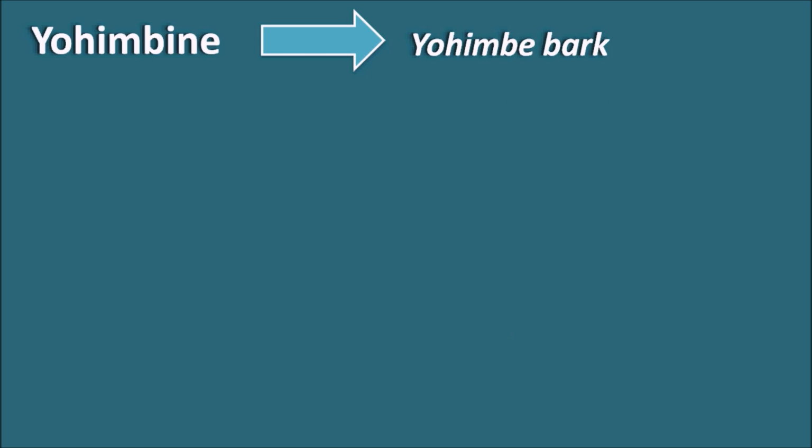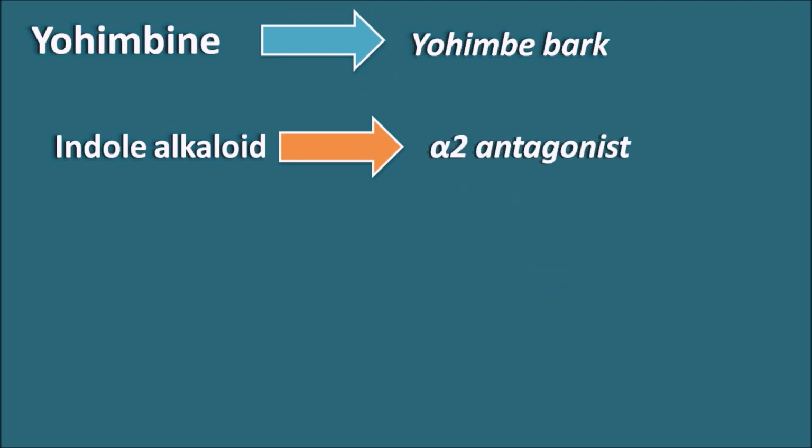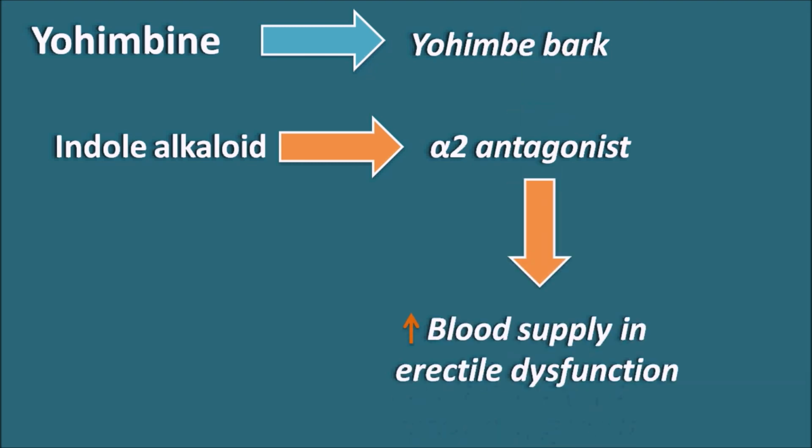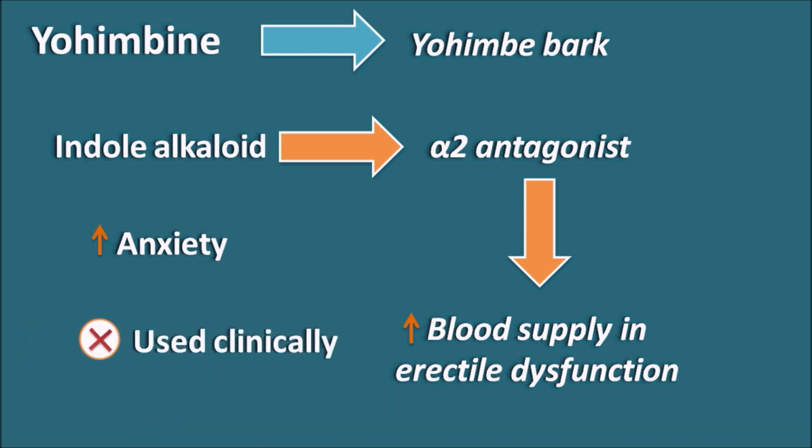Similarly, yohimbine. Yohimbine comes from the yohimbe bark and it is an indole alkaloid, and this drug acts as an alpha 2 antagonist. Because of the antagonistic activity at the alpha 2 receptors, it increases the blood supply and is particularly used in erectile dysfunction. But nowadays this drug is not used clinically, as it increases anxiety by stimulating the sympathetic system, and that's why it is not therapeutically useful. A similar synthetic drug is digoxin, which again has limited use because of the increased anxiety and other adverse effects.